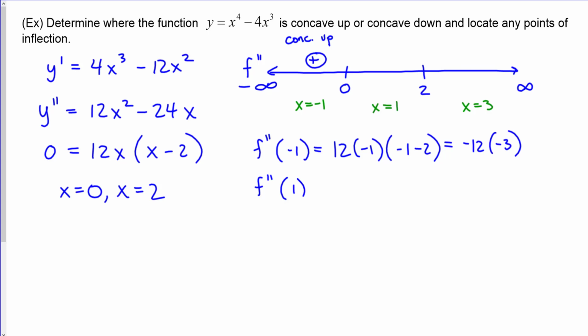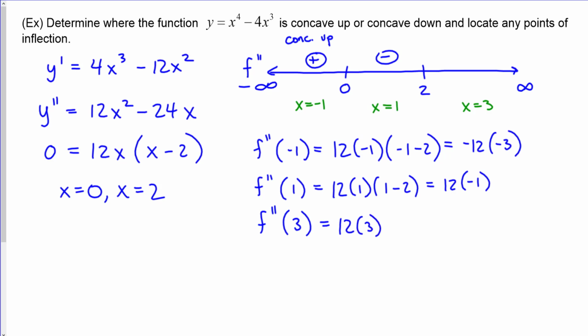At positive 1, this would be 12 times 1 and multiplied by 1 minus 2. So 12 times negative 1 gives me a negative number. So on that interval, I would be concave down. And then lastly, at 3, 12 times 3 minus 2, this would be 36 times 1, which is positive 36. So I'm concave up over here. So at each of these points, they were inflection points because I changed concavity. And my intervals of concavity look like this.